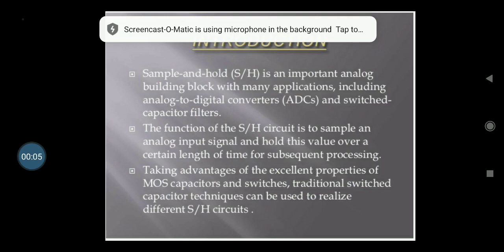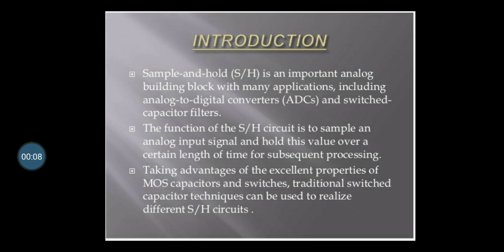Today we are going to see the sample and hold circuit. One of the important applications of an op amp is the sample and hold circuit. The sample and hold circuit is an important analog building block with many applications, including analog to digital converters and switched capacitor filters. The function of the SH circuit is to sample an analog input signal and hold this value over a certain length of time for subsequent processing.